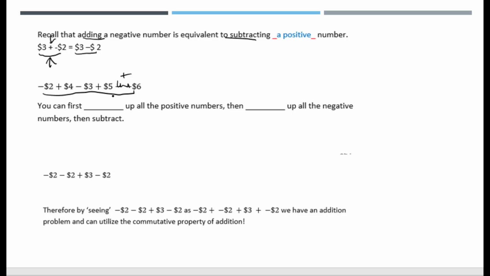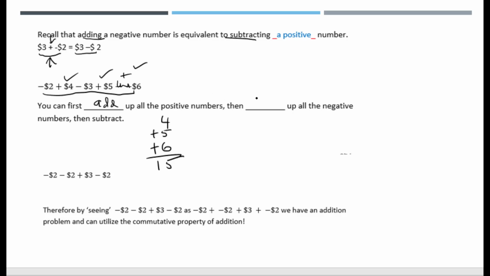You can first add up all the positive numbers. So there's a positive number, and there's a positive number, and there's a positive number. So I'm going to have 4 plus 5 plus 6, which is 15.